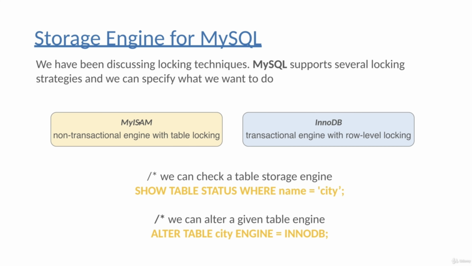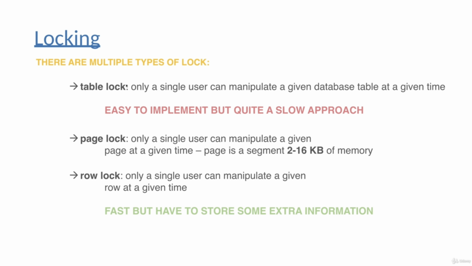So for example, we have MyISAM, that is a non-transactional engine with table locking, and there is another storage engine called InnoDB, which is a transactional engine with row-level locking. So what does it mean exactly? First of all, that MyISAM is using table locking while InnoDB is using row-level locking. So this is what we have been talking about a few minutes earlier, what is the crucial difference between table locking and row locking.